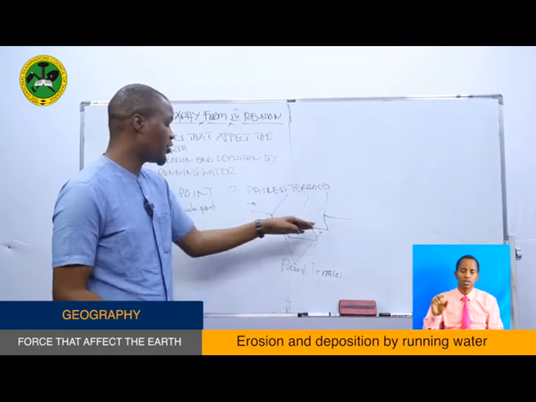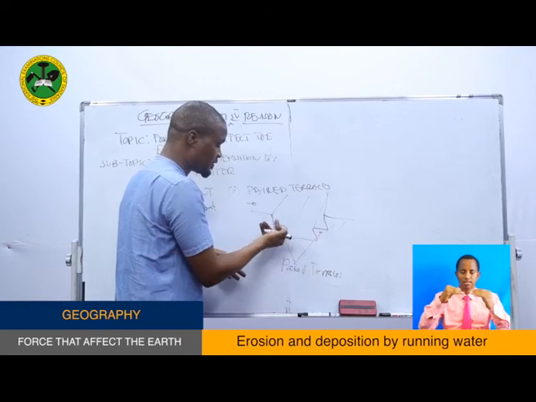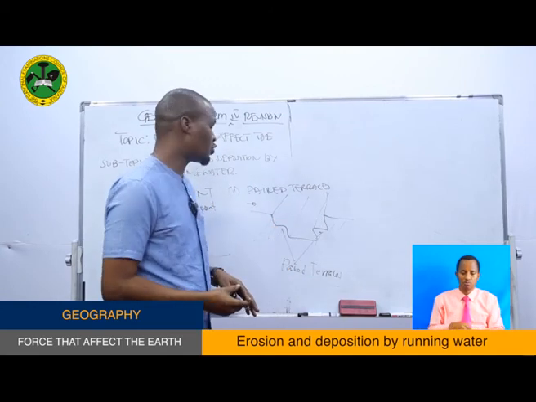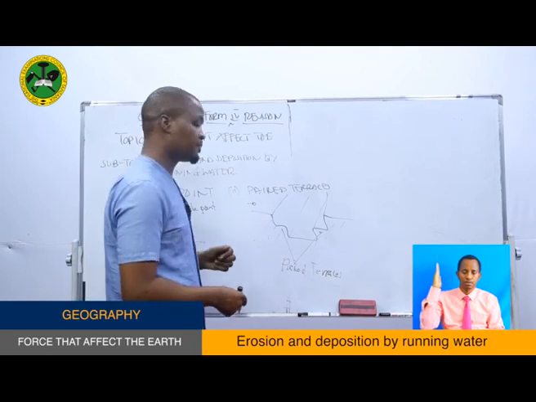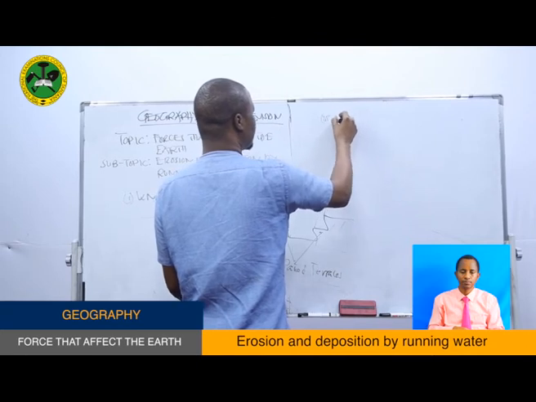Step-like benches at both sides of the river valley, formed due to the removal of this part of the land right here. The remaining one, this one. Step-like benches is what we call the paired terraces. Then from there, we have the incised meander.